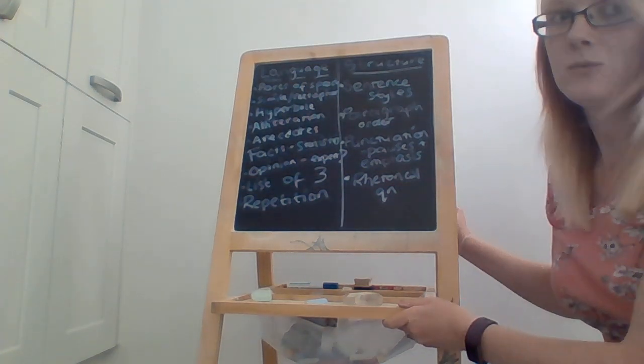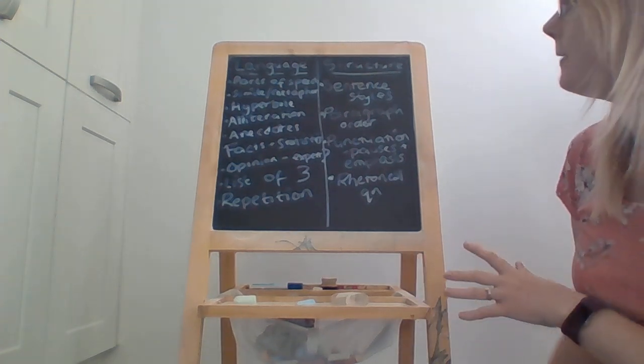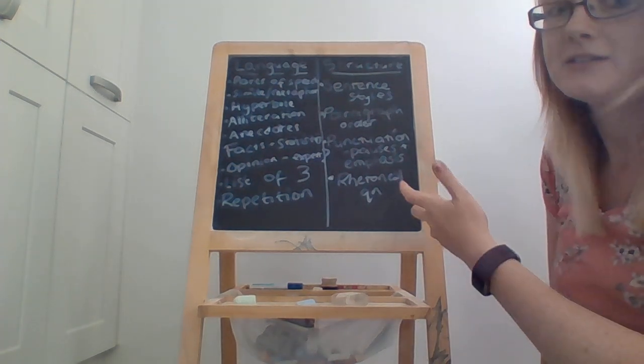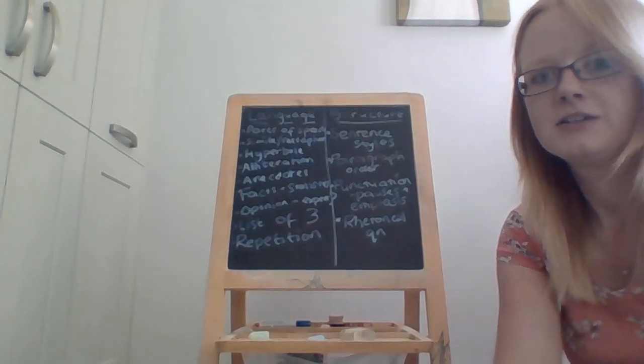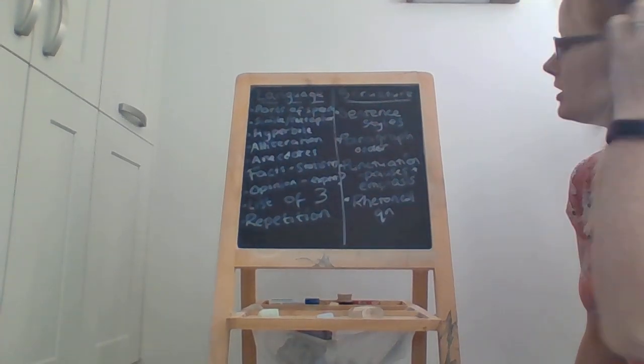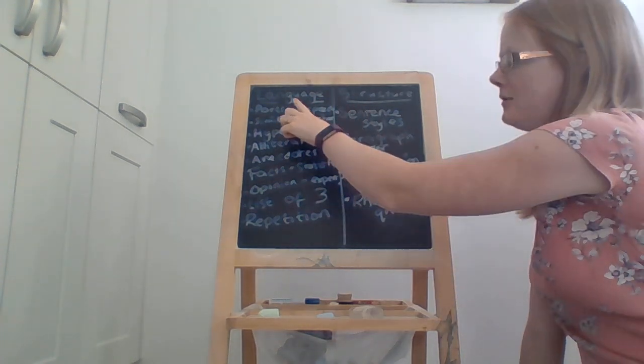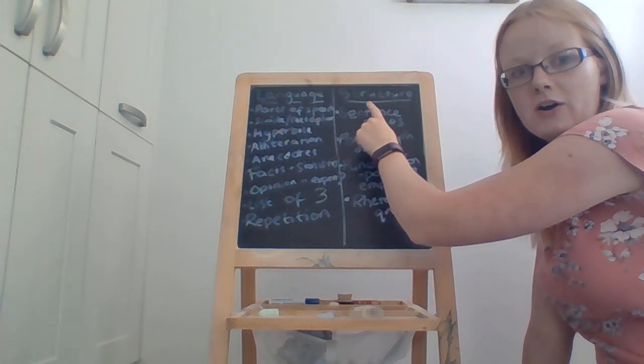So the next step then, once you've identified the purpose, the audience and the format, is you then need to take it a step closer and really begin to closely analyse that text. So you will look at the language of a piece and also the structure of a piece.